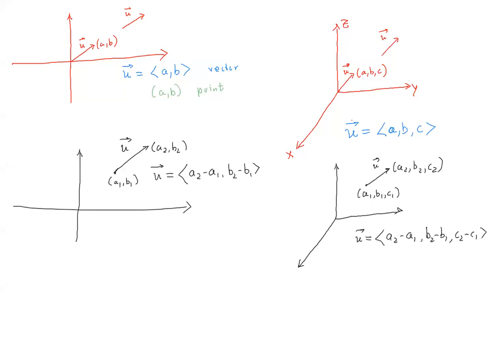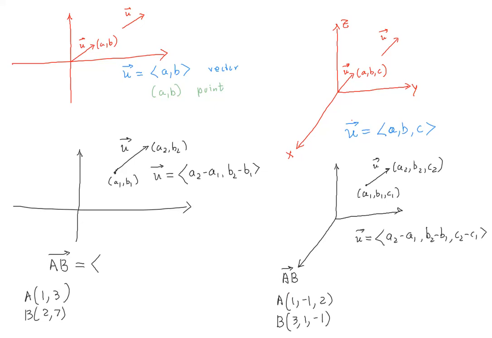And of course, as usual, it would be meaningful here to do some examples. So imagine that you have the vector AB, which starts at the point 1, 3, and ends at the point 2, 7. Can you give the coordinates of AB? And also, let's do this for 3 dimensions. Here I have the vector AB that starts at the point 1, negative 1, 2, and terminates at the point 3, 1, negative 1. Can you find the coordinates of these 2 vectors?